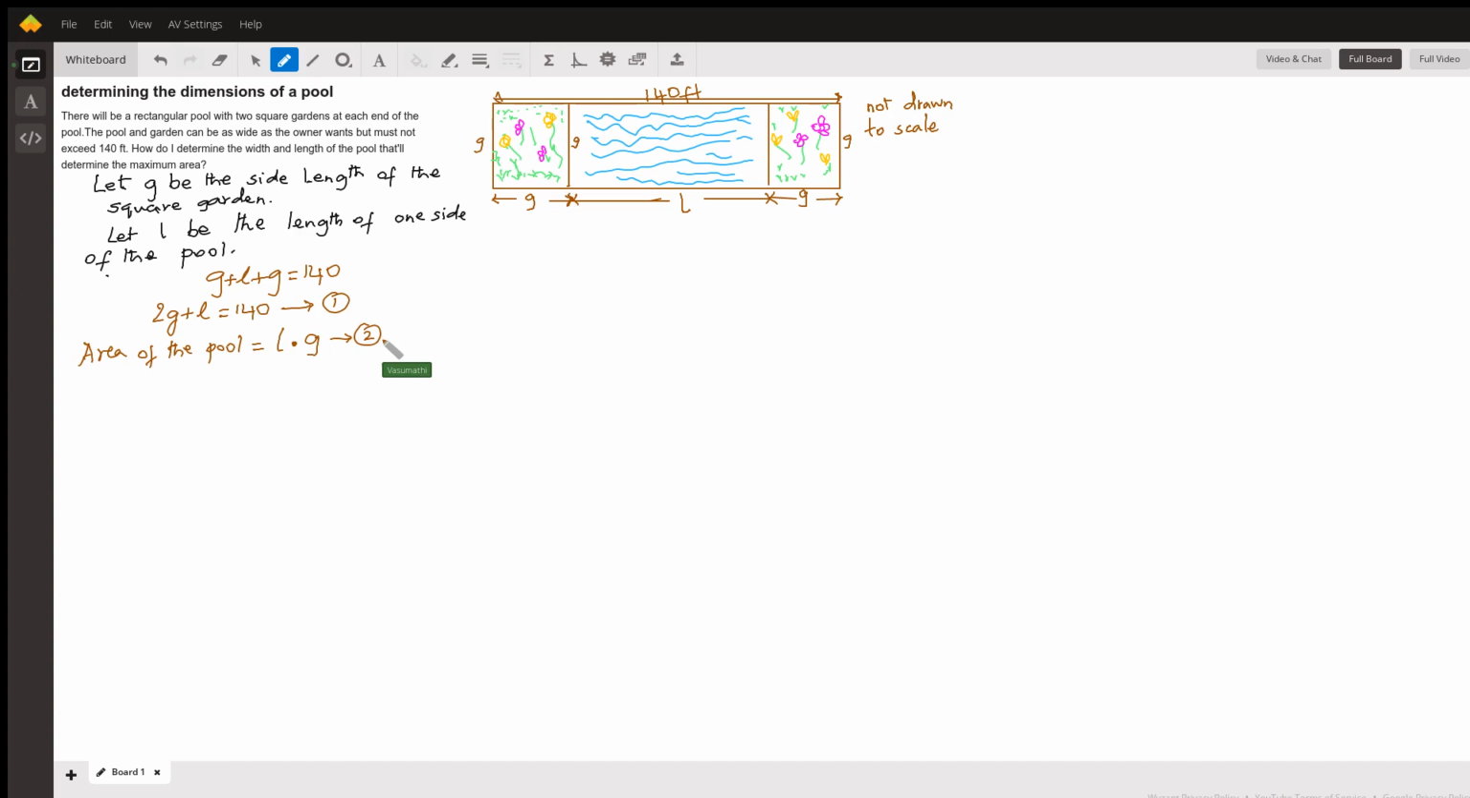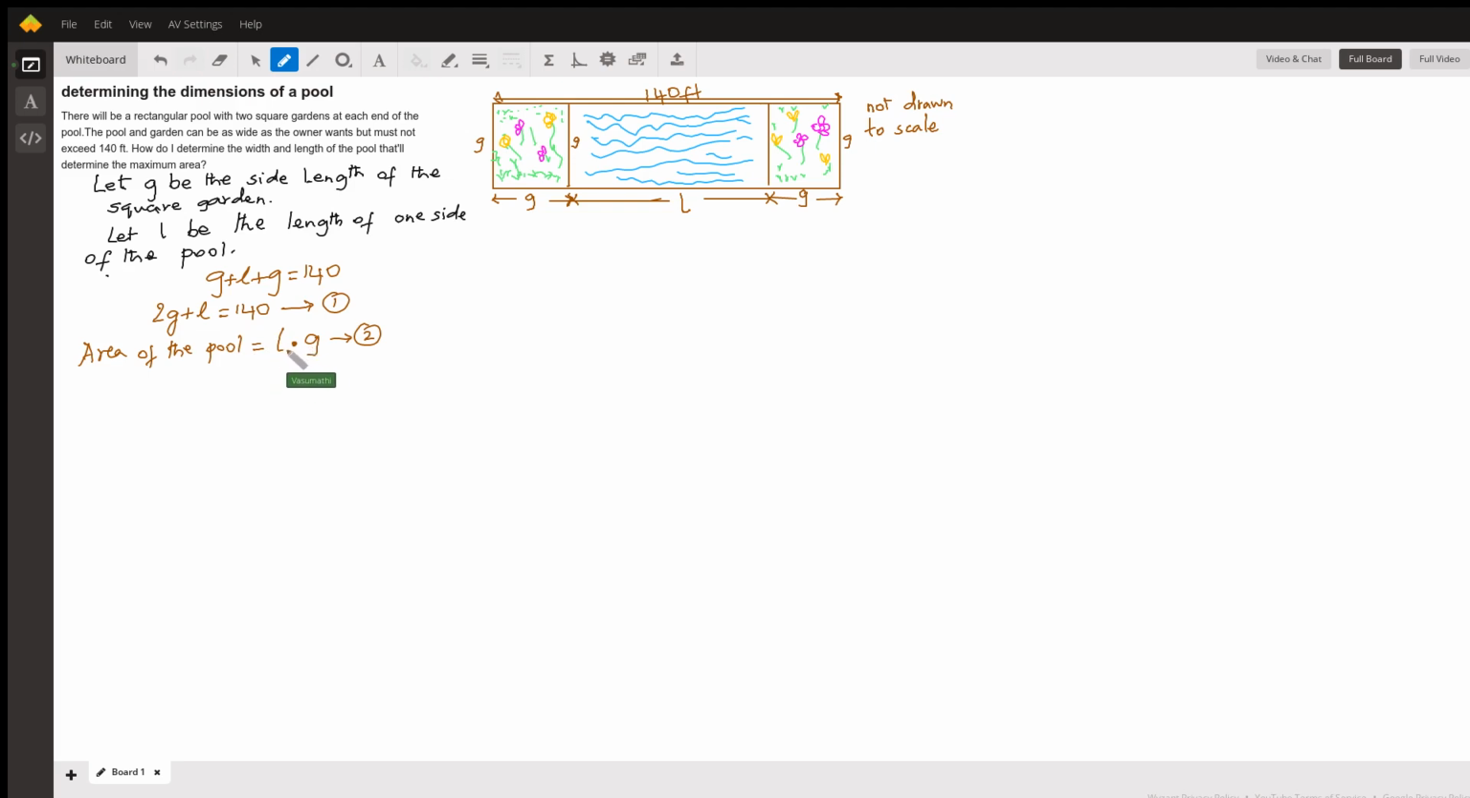Now we have to determine the width and length of the pool that will give the maximum area. Since we have to find the maximum area, we have to tweak our equation for the area. I have two variables L and G, so I will try and rewrite this using a single variable. Equation 1 has two variables, so maybe I can use that and get some help here.